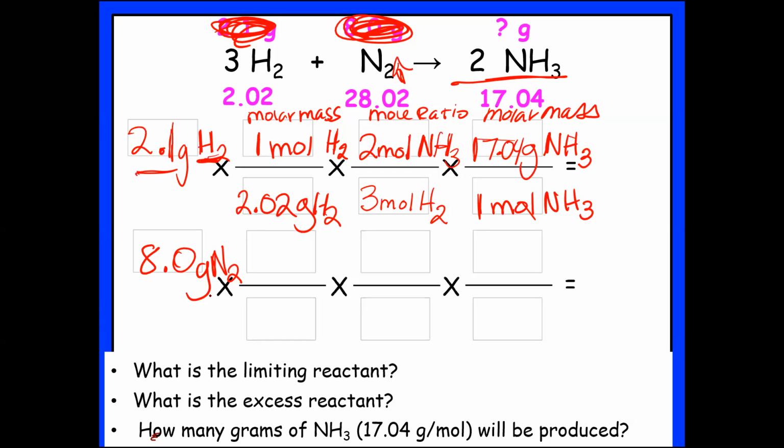That's the bottom part, right? Yes, that's the bottom part of this one. Okay. So now you do 2.1 times 2 times 17.04 on top. I'm so confused.